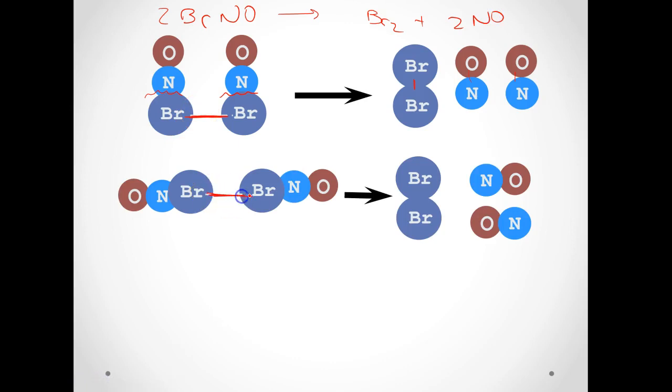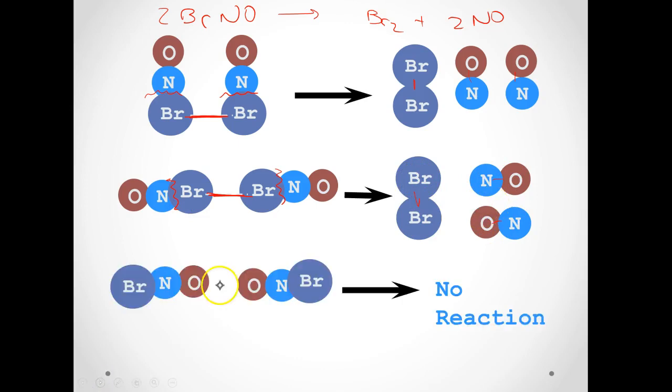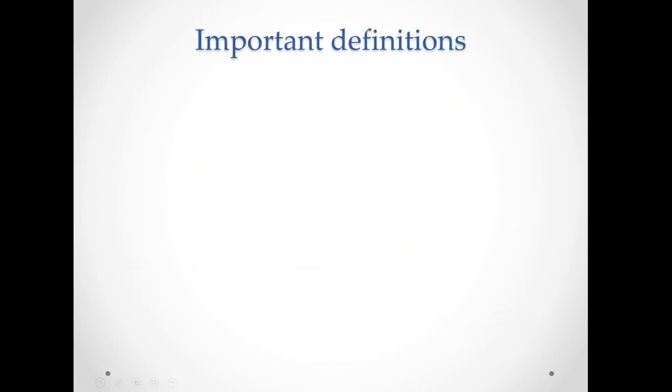If they collide end to end, same thing. They could sever the bond here and form a new bond where you have, again, a Br2 and two NOs. But if they collide here, there's no way to sever the bond between the Brs and have them form the Br2. So this is an instance where there would not be a reaction. They wouldn't collide properly to make that reaction happen.